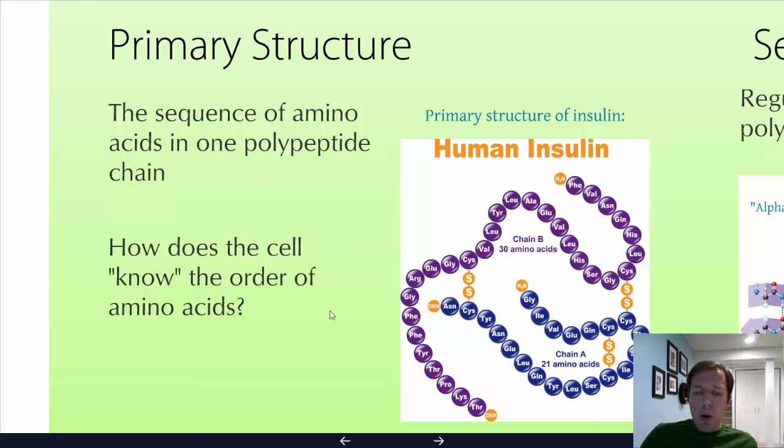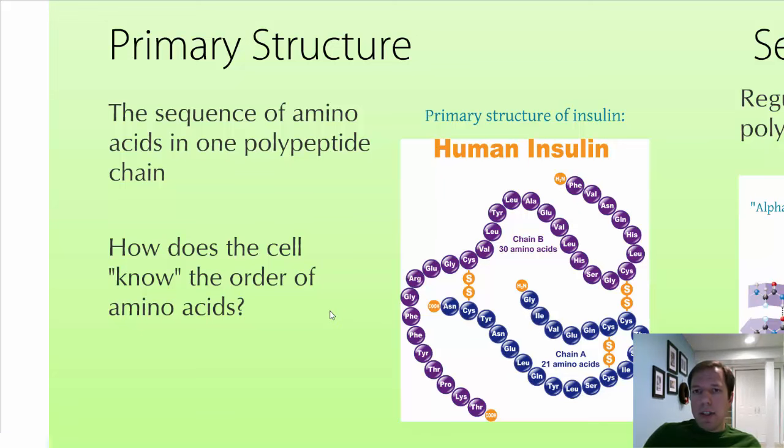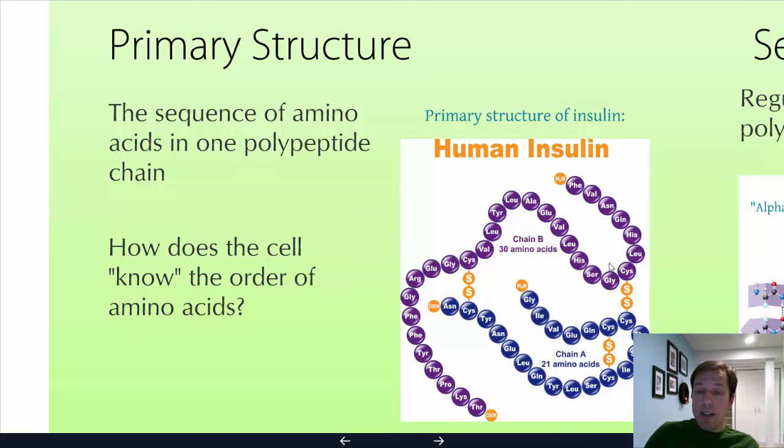The cell knows the order of amino acids because this is information that's encoded within DNA. And in a future unit, we're going to cover exactly what the mechanism is by which a ribosome will be able to synthesize one of these polypeptide chains based on the order of bases in the DNA code.